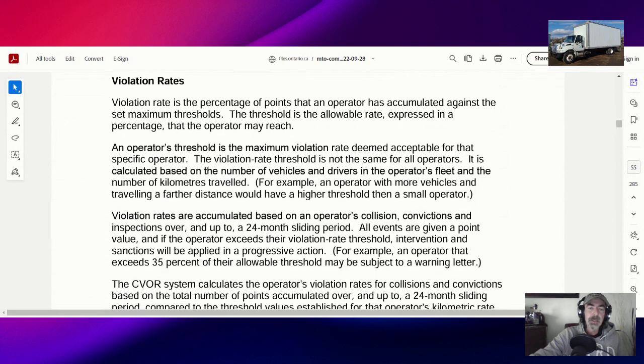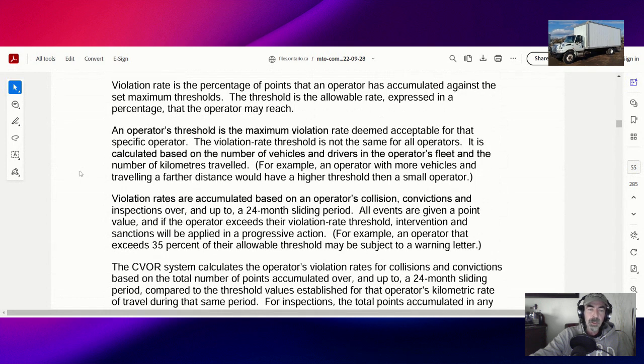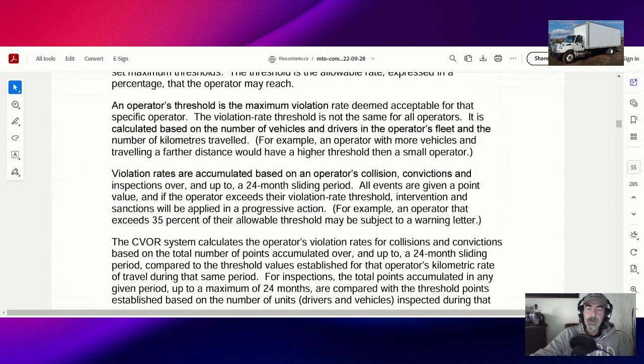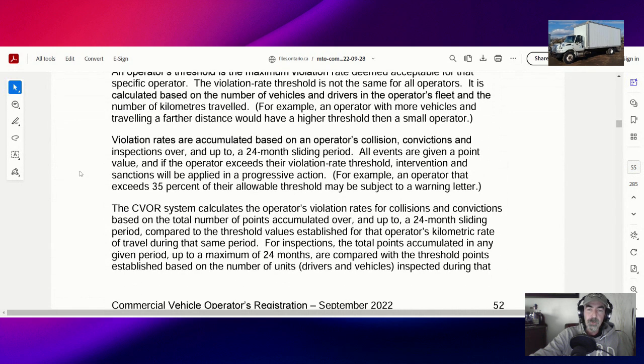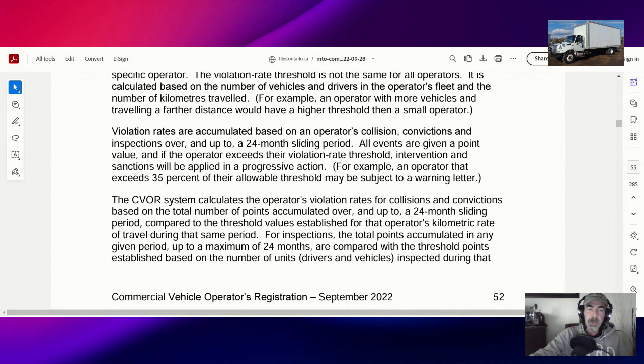Violation rates. Violation rate is the percentage of points that an operator has accumulated against the set maximum thresholds. The threshold is the allowable rate expressed in a percentage that the operator may reach. An operator's threshold is the maximum violation rate deemed acceptable for that specific operator. The violation rate threshold is not the same for all operators. It is calculated based on the number of vehicles and drivers in the operator's fleet and the numbers of kilometers traveled. For example, an operator with more vehicles and traveling a further distance would have a higher threshold than a small operator.